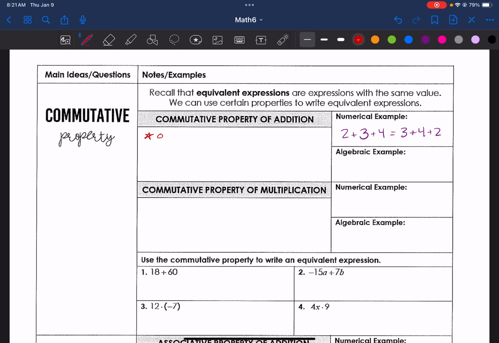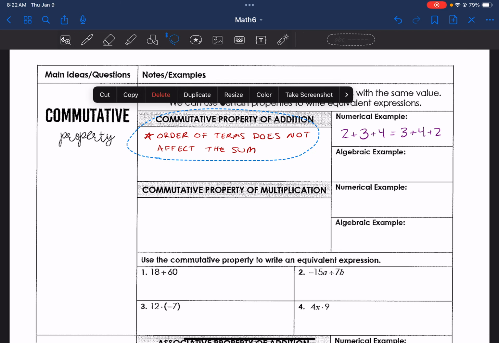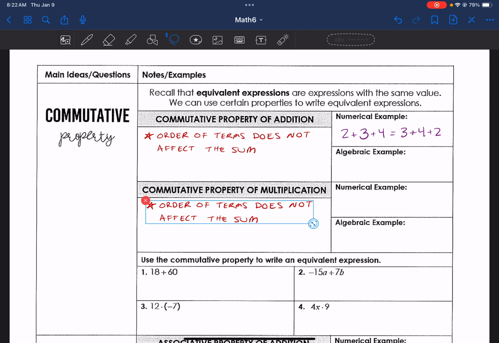So this is when the order of terms, right, each of the numbers, does not affect the sum. That means the order does not matter. And remember, sum is the answer to addition. So then the rule for multiplication is, well, this is the benefit of an iPad, I can do this. This does not affect the product because it's multiplication.